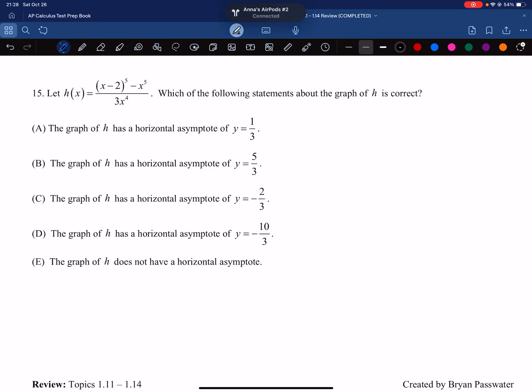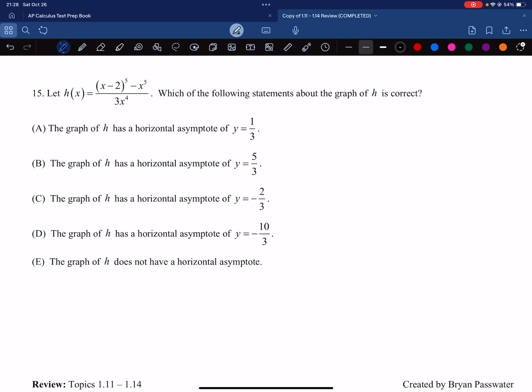So in this video, we are going over the 1.11 to 1.14 review. I'm starting with question number 15. Let h of x equal (x minus 2)^5 minus x^5, divided by 3x^4. Which of the following statements about the graph of h is correct?